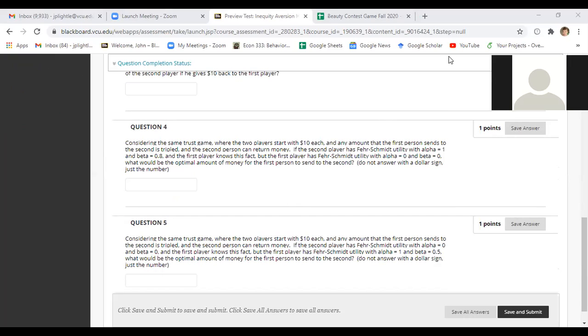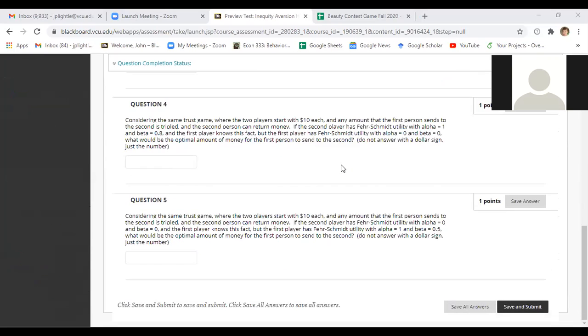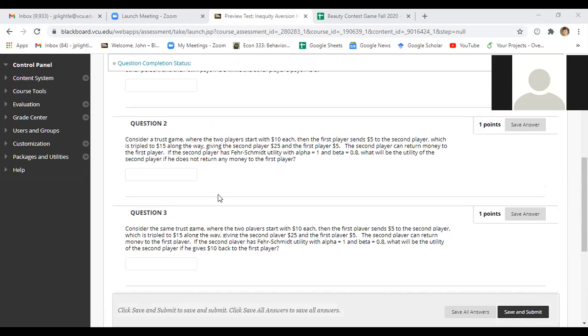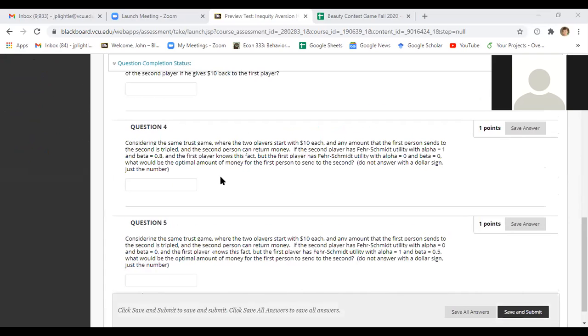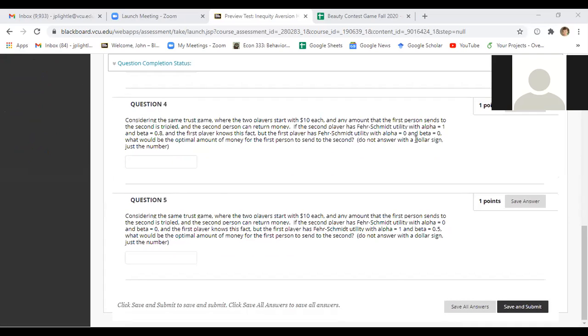Anybody else have questions? I think I'm sharing what the homework looks like, which is just question 1, 2, 3, 4, 5, and now I'm on 4 and 5. It's the same trust game where the second player has Fehr-Schmidt utility with alpha equals 1, beta equals 0.8. That's the same as so far. It's always been the case. The first player knows this fact. You should pay attention to that statement. The first player knows this fact.